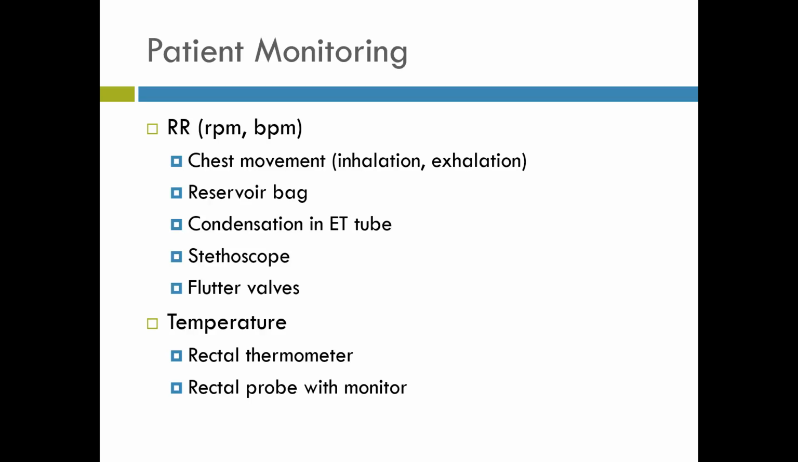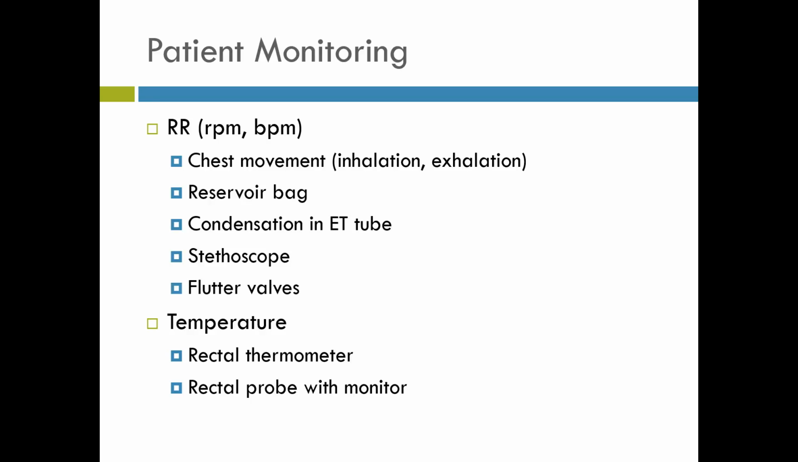So if their bag is constricting, they are inhaling, and if the bag is inflating and getting round, then they are exhaling. There we go. We can also count condensation in the ET tube, and we can count respirations per minute using a good old-fashioned stethoscope. We can watch the flutter valves as well on the anesthesia machine. We have to be a little bit careful with that because sometimes they flutter a little bit too much, and it's not really accurate.